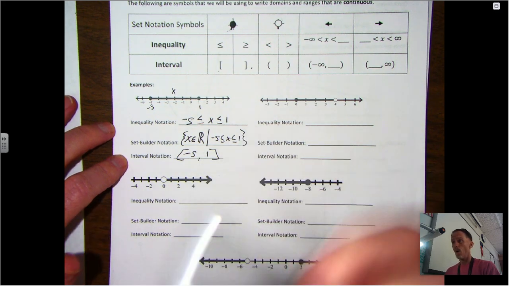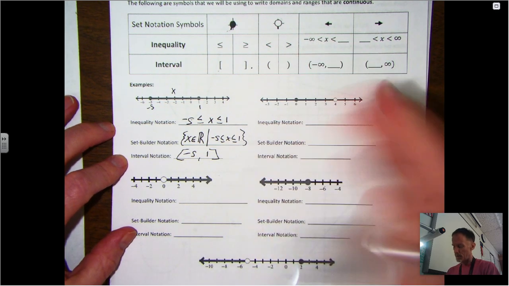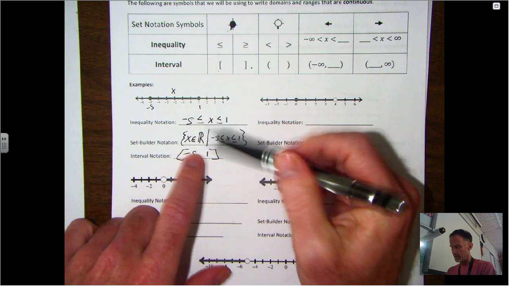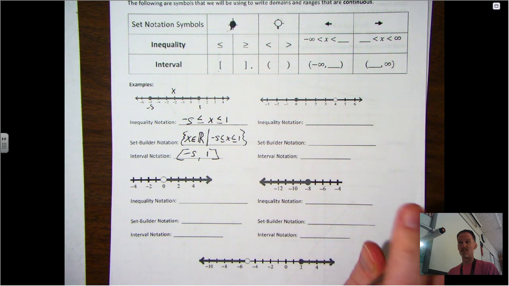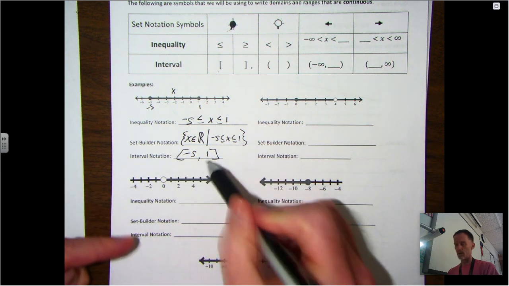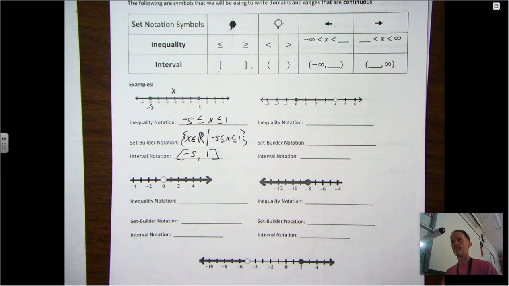The only thing that's going to change on the back page when you do the range also is for these two, for the range, instead of x, you use y. That's the only difference. The interval notation actually stays exactly the same.